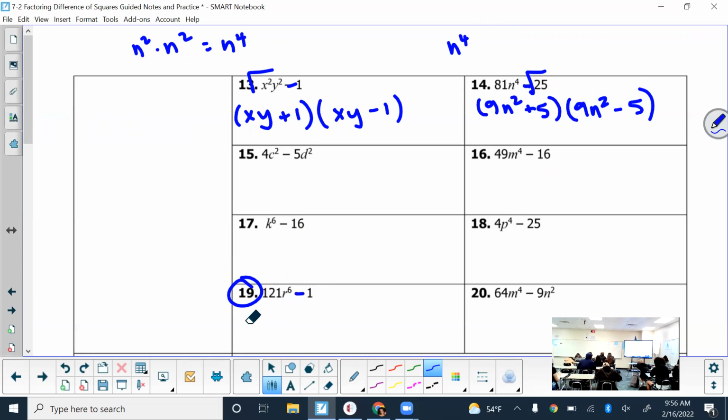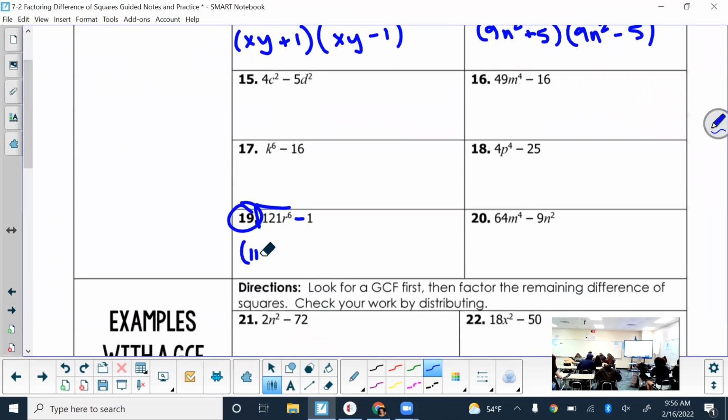Is this a difference of squares? Yes. What's the square root of 121? And what's the square root of r to the 6th? R to the 3rd. Good. And if you're not sure, test it out. R cubed times r cubed does give me r to the 6th. And then what's the square root of 1? So then I get 11r cubed plus 1 and 11r cubed minus 1. Good?